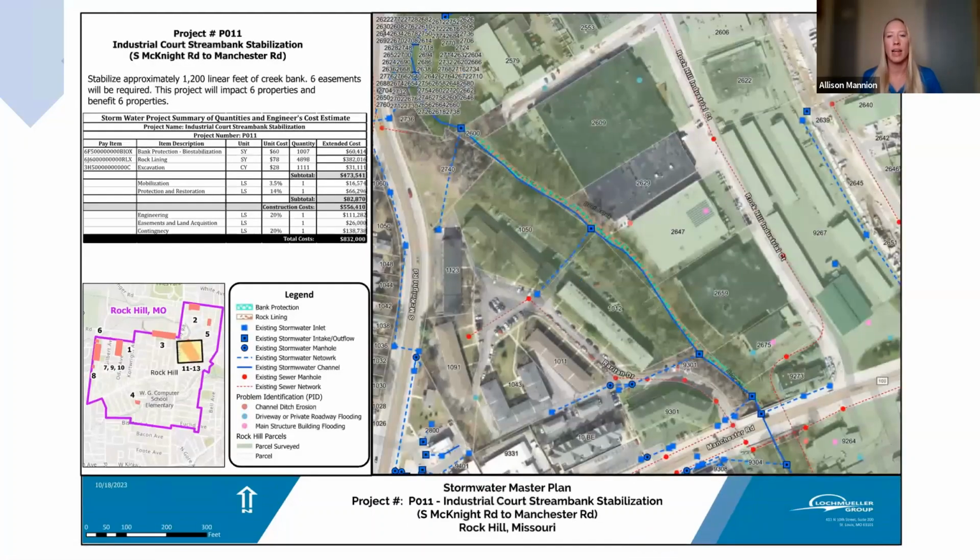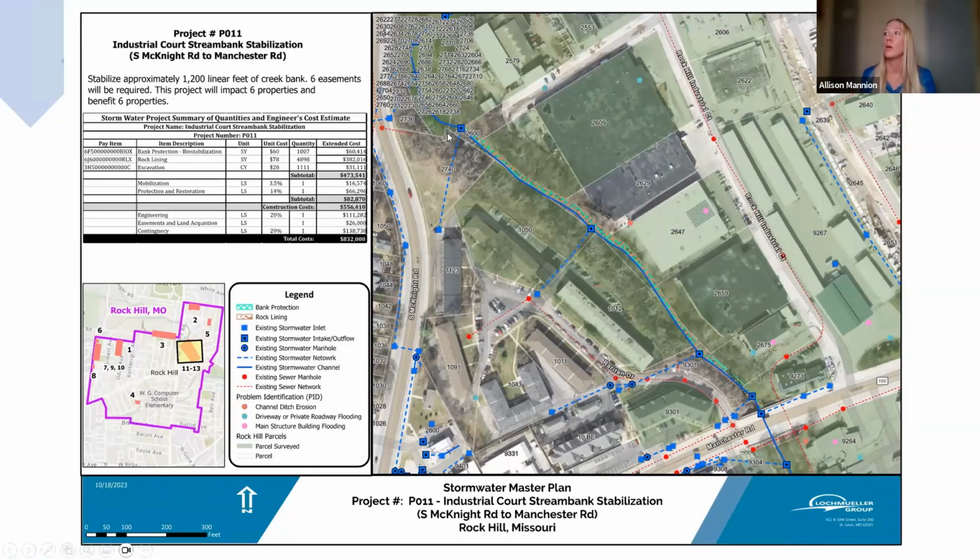The next area that has a few different option considerations is the Rock Hill Industrial Court off of Manchester Road. There is some creek bank erosion eroding towards these industrial properties back here. They do experience some significant flooding. This whole area is built in the floodway, so that's absolutely not a surprise that they're experiencing some flooding.